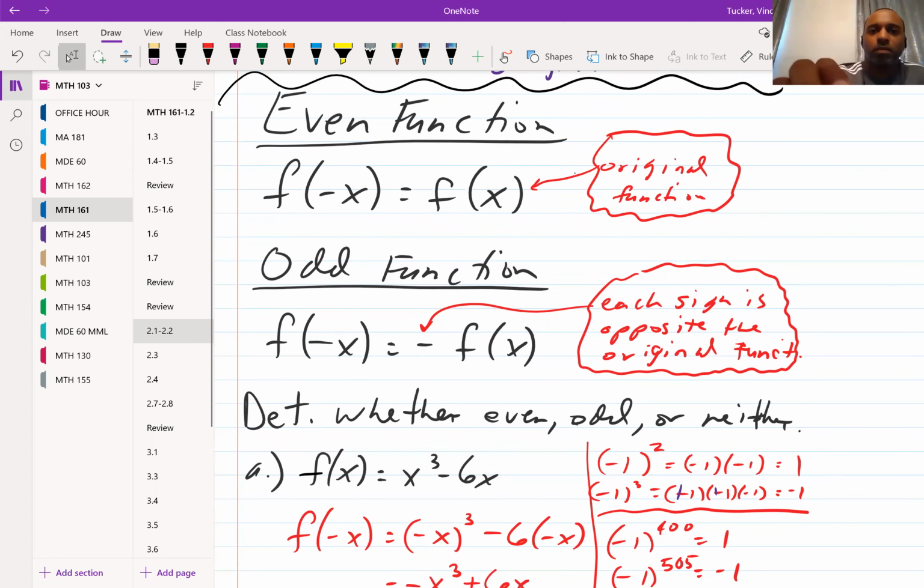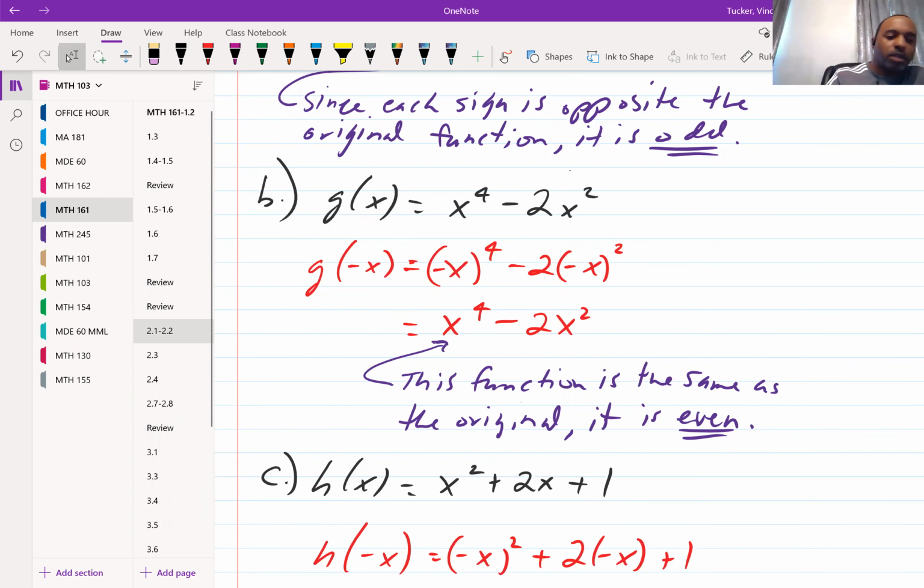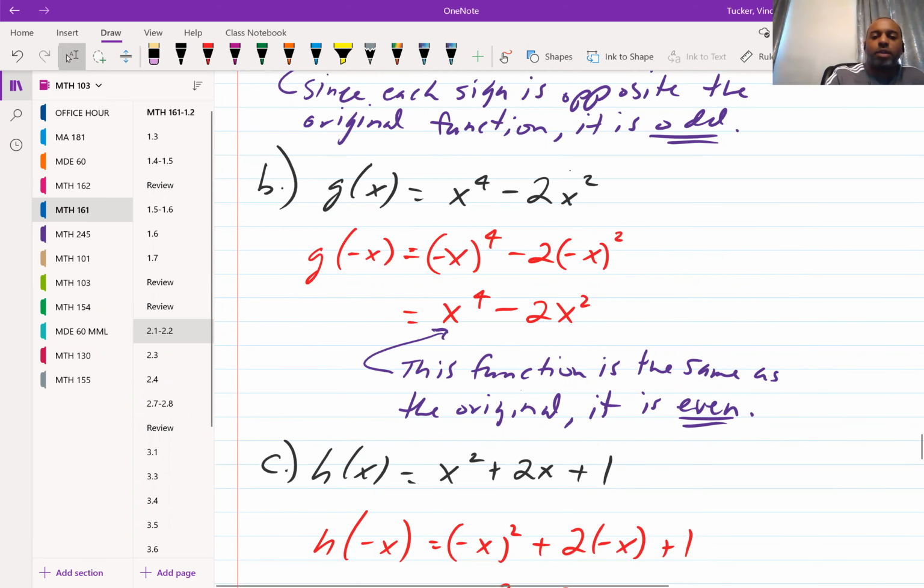All right, so let's look at C. The first one was odd, the second one ended up being even. So let's look at this third one. We have x squared plus 2x plus 1. Once again, we're plugging in negative x and then simplifying. Then we'll do our comparison to our original function. So negative x squared is just going to be positive x squared, since a negative times a negative turns positive. And then here, that's just 2 times negative x, which is negative 2x.